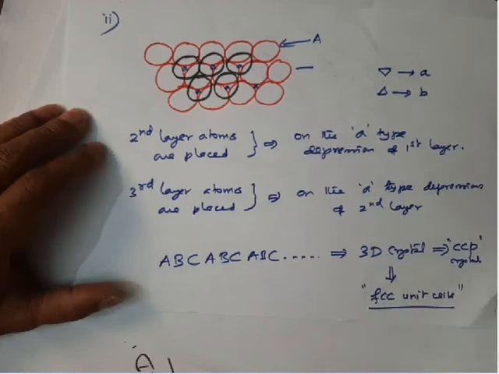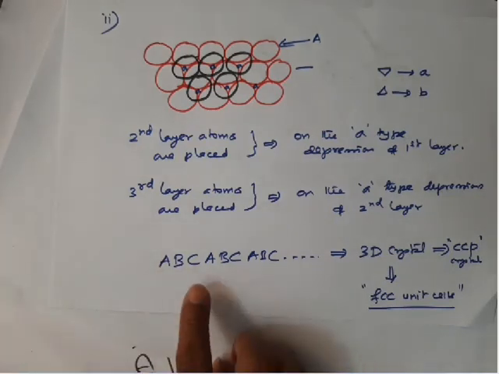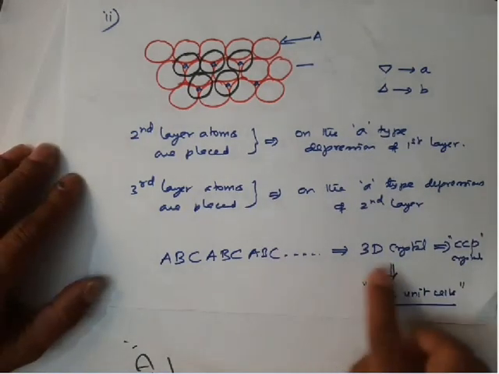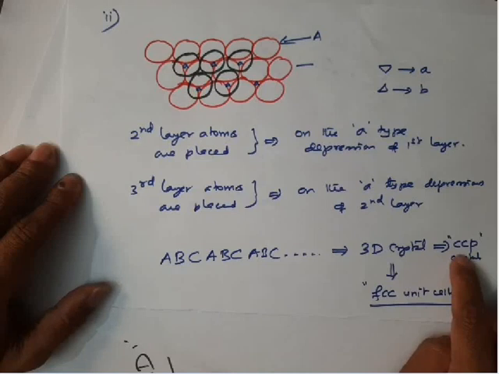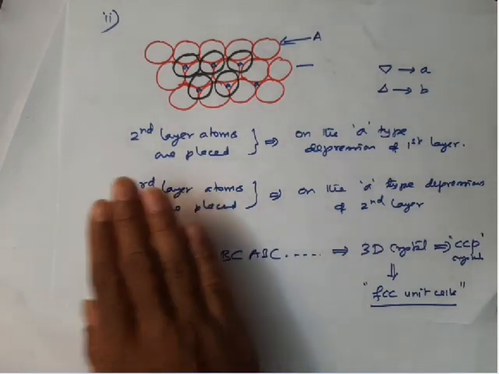Students, very important. If you place the layers one over another in such a manner that you get ABC, ABC, ABC type of arrangement, that leads to a 3D crystal. That 3D crystal is called as cubic close packed crystal, which consists of FCC unit cells. Okay, are you able to follow, students? Any doubt in this? Hello, students, are you able to follow this? Yes, sir.